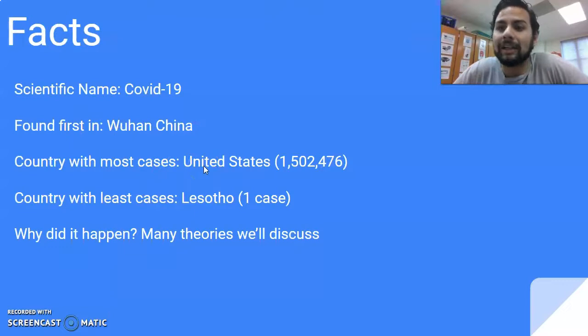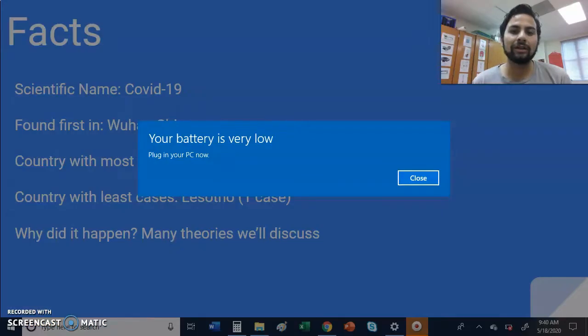Number one, the scientific name is COVID-19. I'm sure you've seen it a lot in the news. It was first found in a city in China called Wuhan. Right now, the country with the most cases is the United States with 1,502,000.